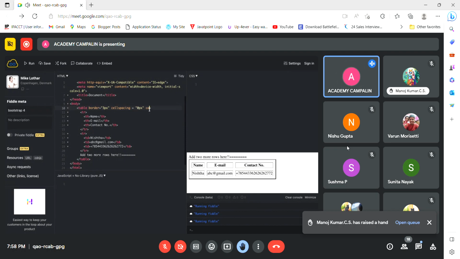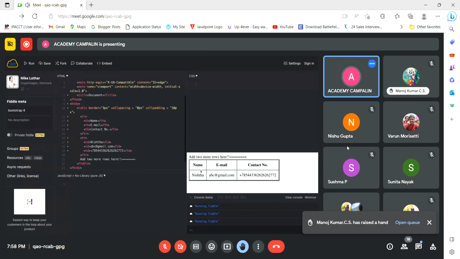So if I just show you properly, here I'm making cell spacing as 0, and I'm setting cell padding as, let's say, 10 pixels. Just to show you again, I'm giving a high cell padding. Can you see what happened?